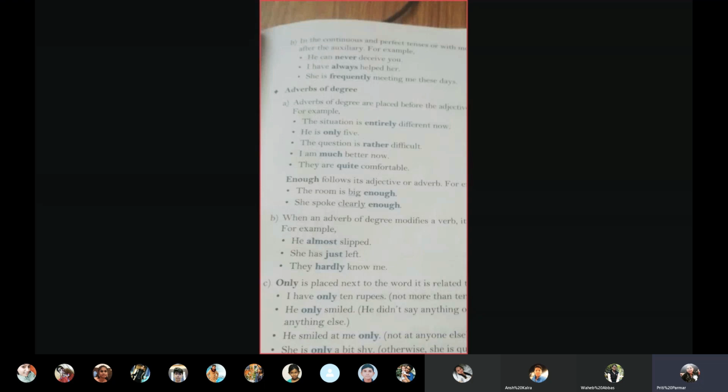Now, coming to adverbs of degree. An adverb of degree tells you how much. Adverbs of degree are placed before the adjective and the adverb they modify. So, you look for an adjective, you look for an adverb, and you will find them before that.